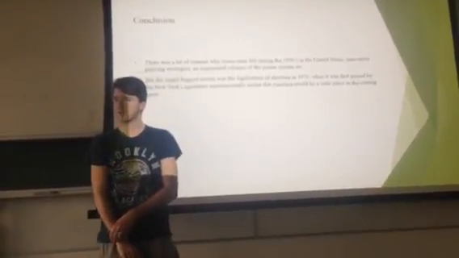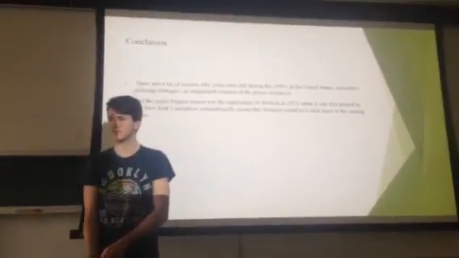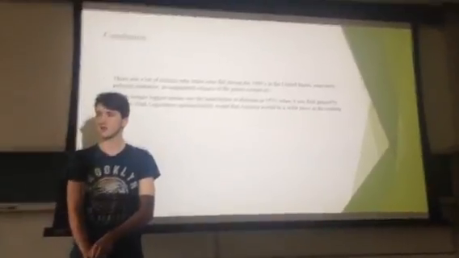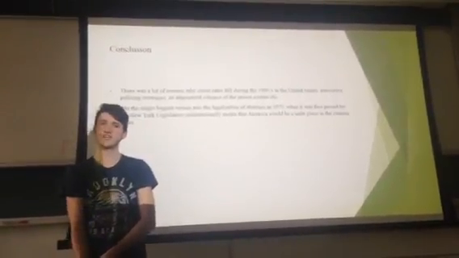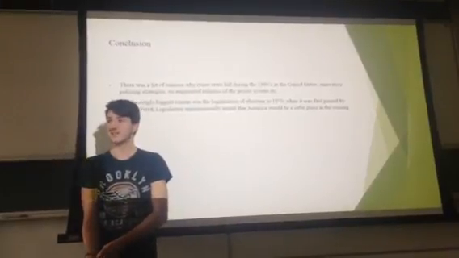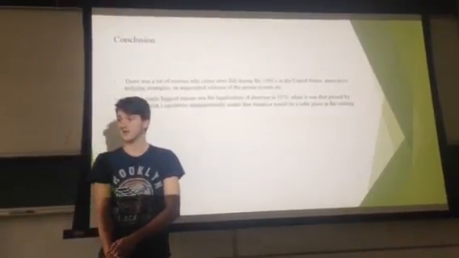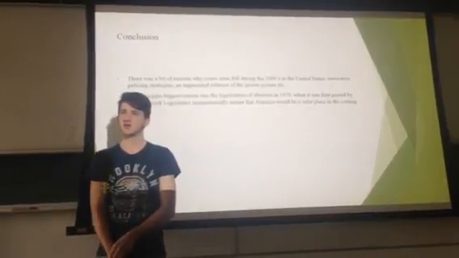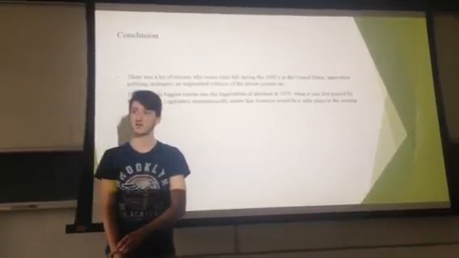And the conclusion was that there were a lot of reasons why crime fell during the 1990s in the United States: innovative police strategies, harsher prison sentences, and so on. But the single biggest reason was the legalization of abortion in 1973. In 1970, when it was first passed in New York, this unintentionally meant that America would become a safer place in the future, as fewer unwanted children were born into poor homes and turned to crime in the future as a result.